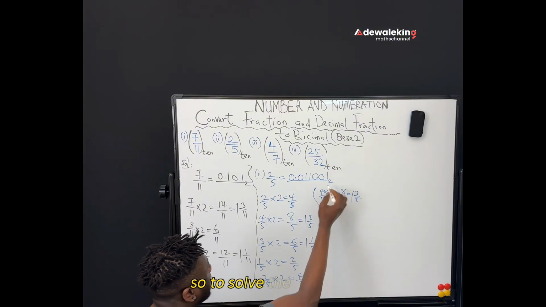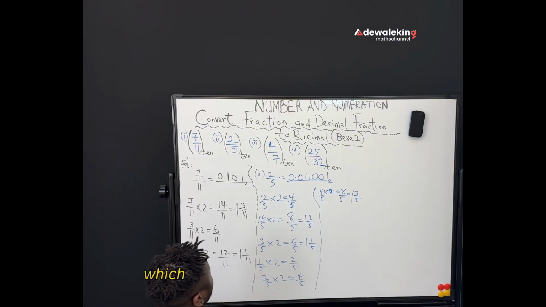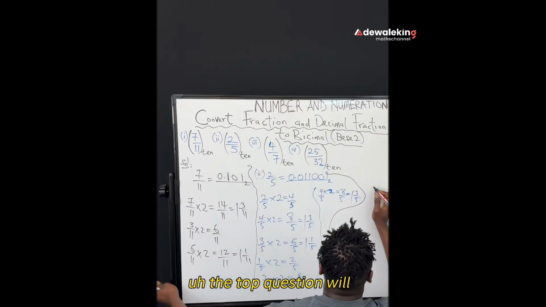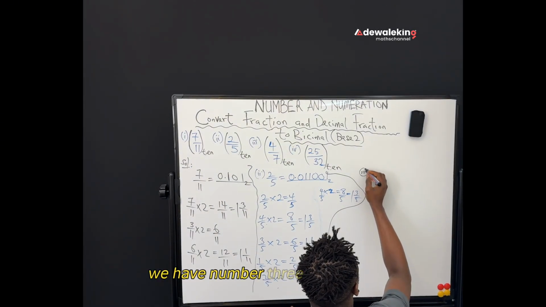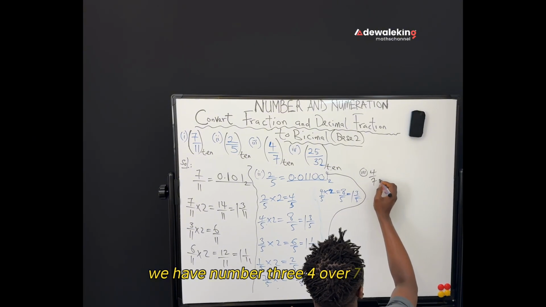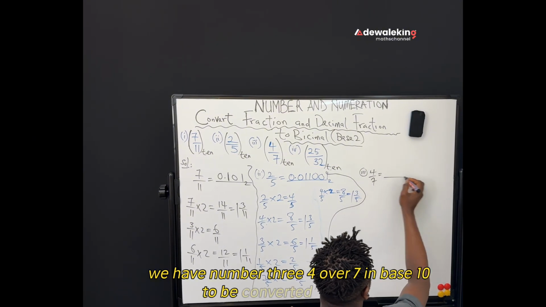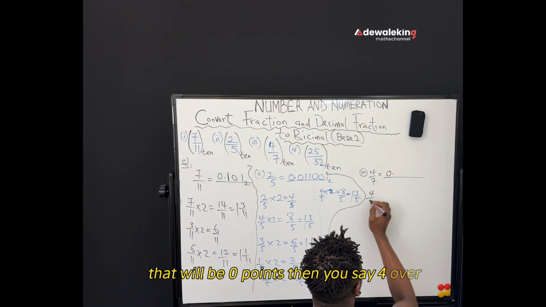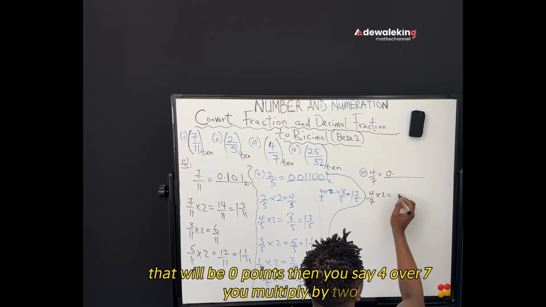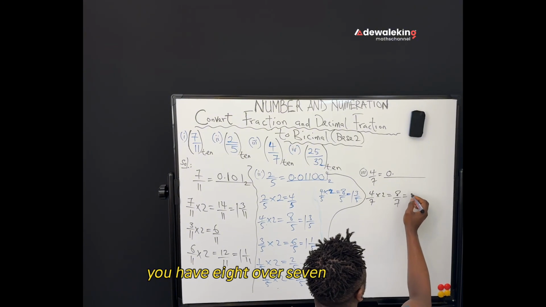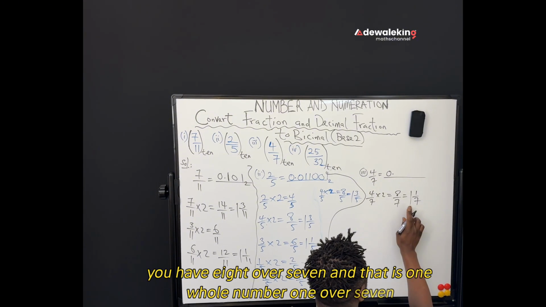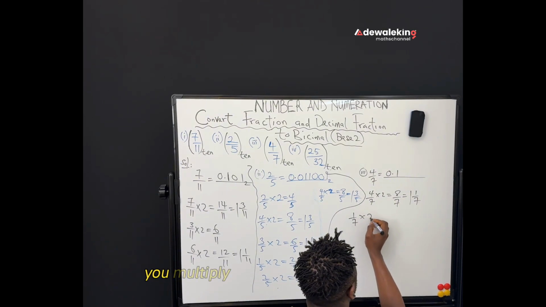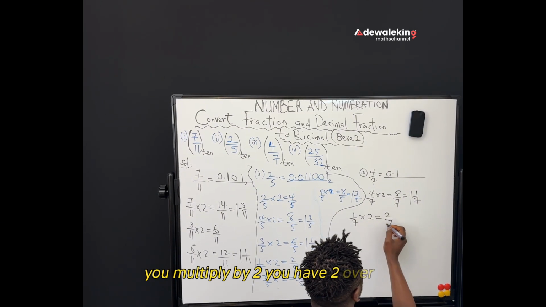So to solve the third question, which is 4 over 7. Now let's look at this third question. The third question will be, we have number 3, 4 over 7 in base 10 to be converted to base 2. That will be 0 point. Then you say 4 over 7, you multiply by 2, you have 8 over 7, and that is 1 whole number 1 over 7. The 1 here will be written here. You take this 1 over 7, you multiply by 2, you have 2 over 7.